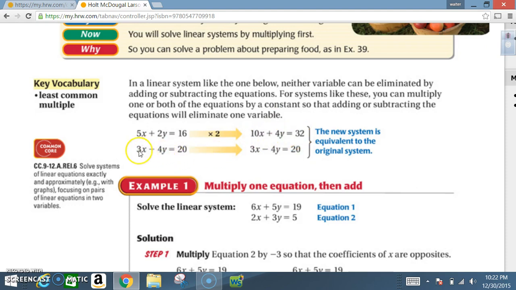Now when we look at the system, especially after we rewrite what we have in the bottom, which is the same, 3x minus 4y is equal to 20. Now, if we try to add going down, you should notice that the y's will disappear. The y's will end up canceling out. Even though we multiplied it by 2 here, the new system is equivalent to the original system.